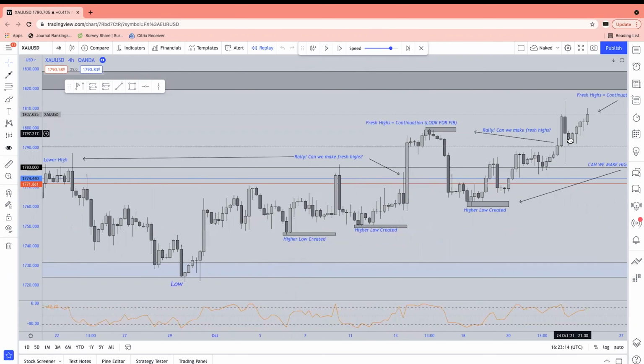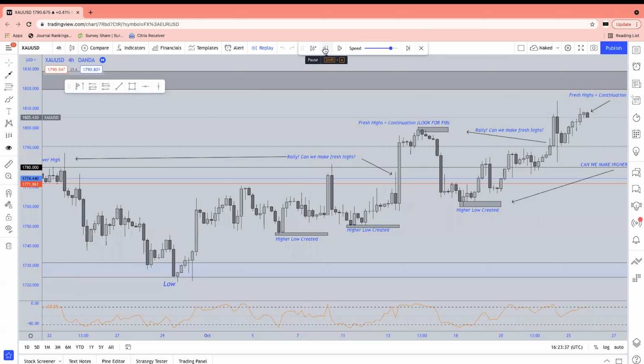Cool. Now that we've gotten the rally, I'm looking to see if we can make these fresh highs. And they do, they take it out here. Boom. I wasn't in any type of trade here, but I'm seeing that they're approaching a supply zone. So in my mind, I'm thinking that they're going to rally up to the zone. Okay, they don't quite make it there.